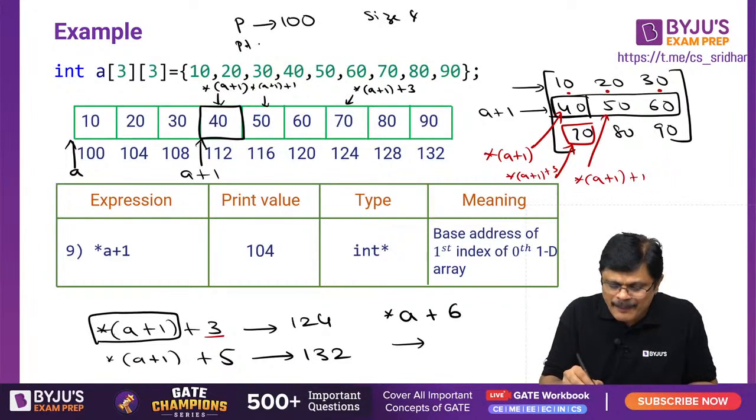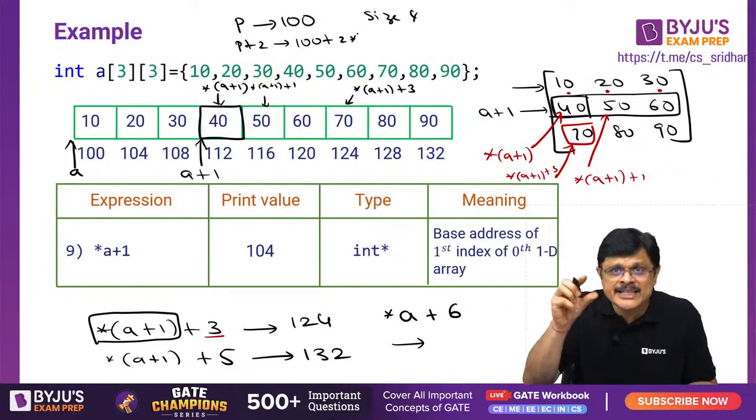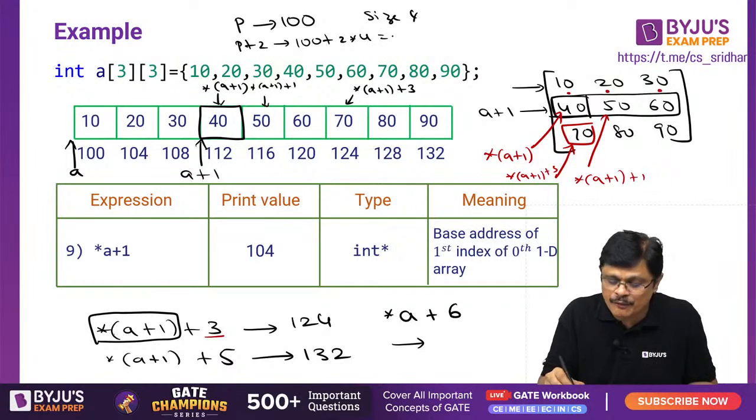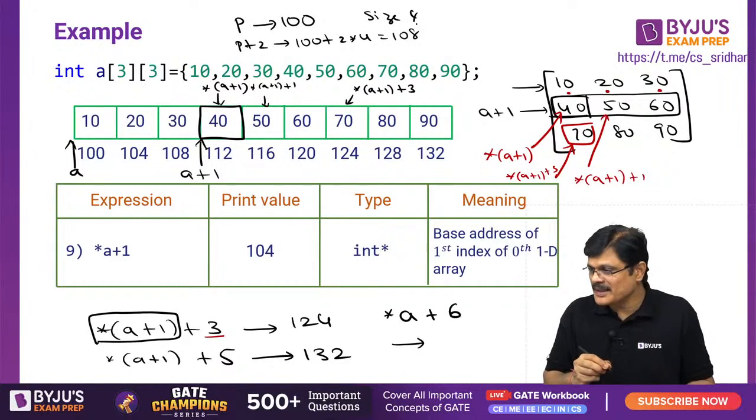If you do p plus 2, it is not just p plus 2, it is 100 plus 2 into the size of that which it is pointing to. So this is 2 into 4, like that you are going to get. Is the idea clear, Sajal?